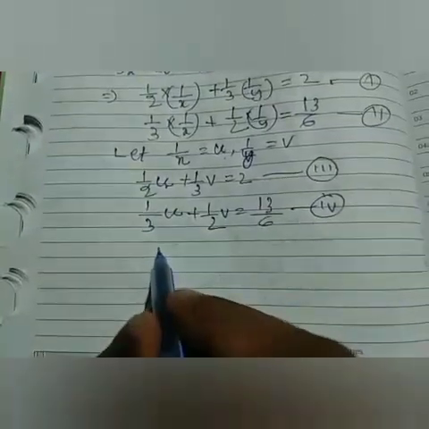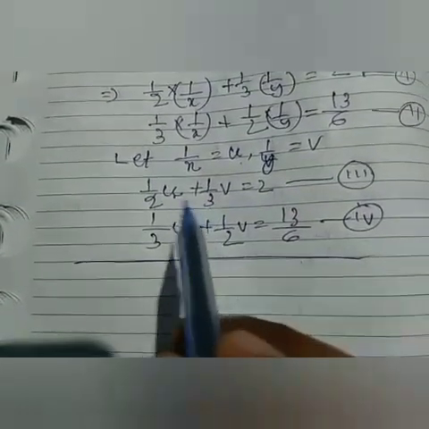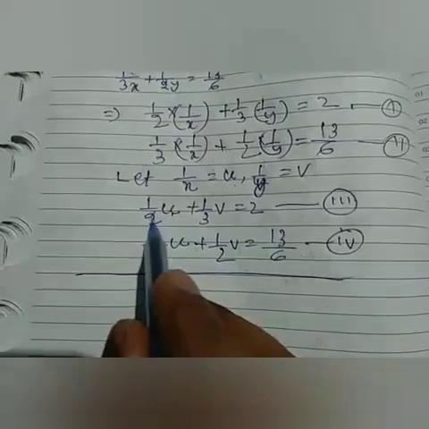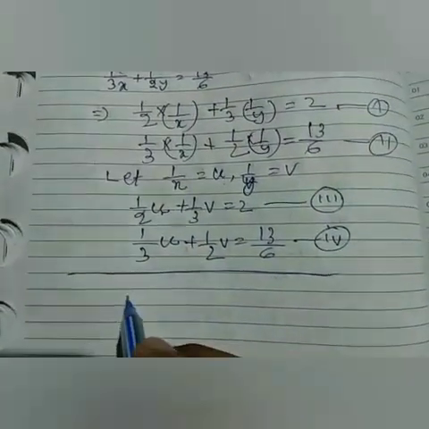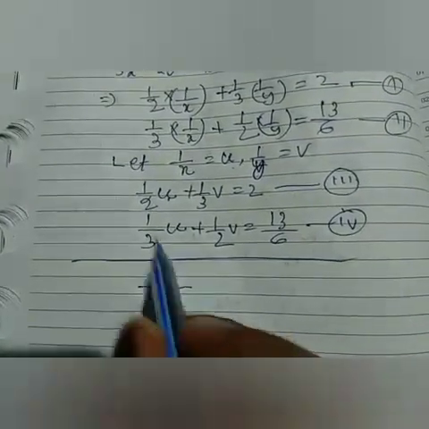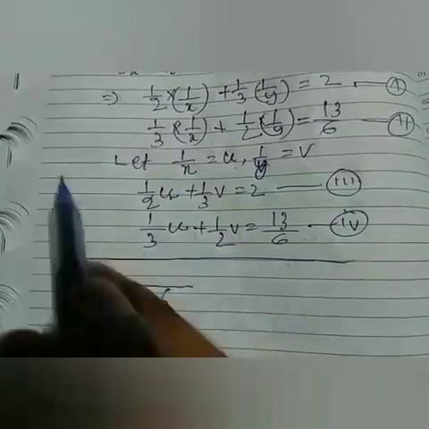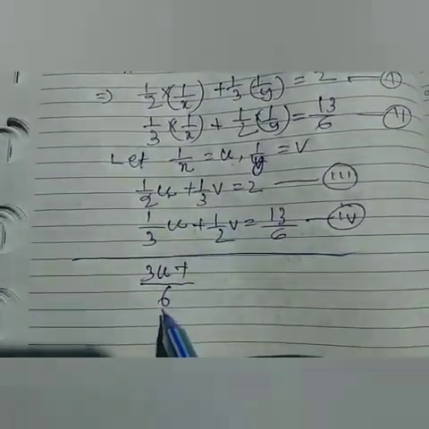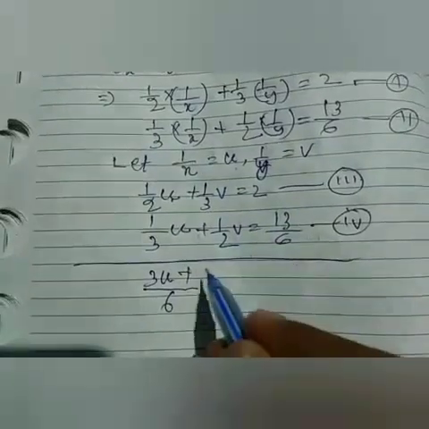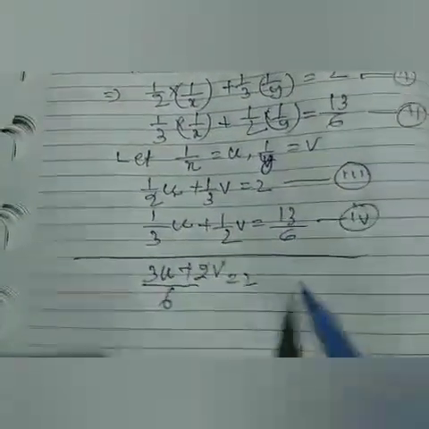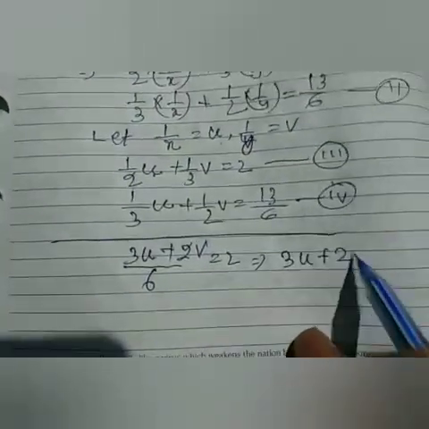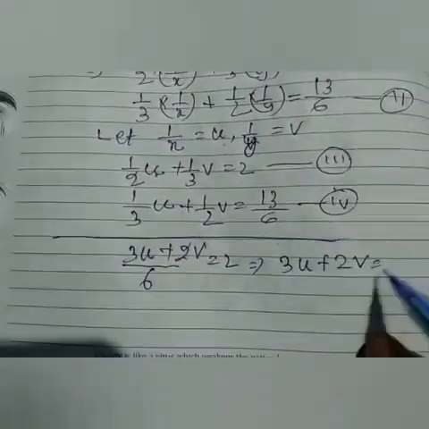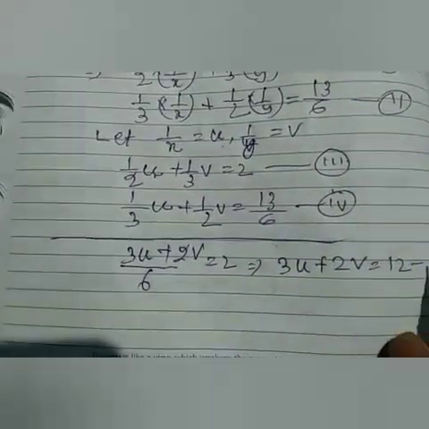We take solving by elimination method. We can take the LCM of these equations. When we take the LCM of the third equation, the LCM is 6. Dividing by 2, 6 by 2 is 3 into u, 3u, plus, dividing 6 by 3 gives 2 into v, 2v equals to 2. Then it becomes 3u plus 2v equals 6 into 2 equals 12. This is the third equation.